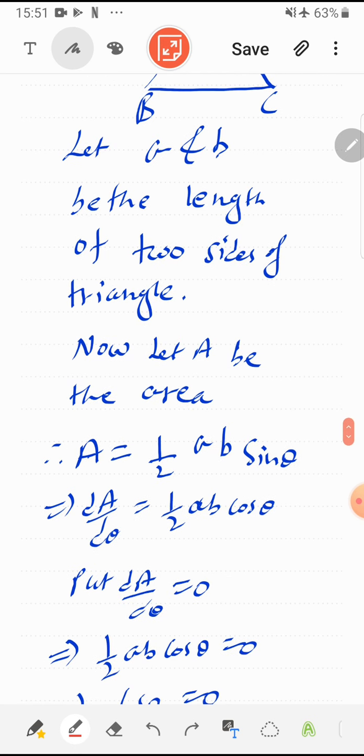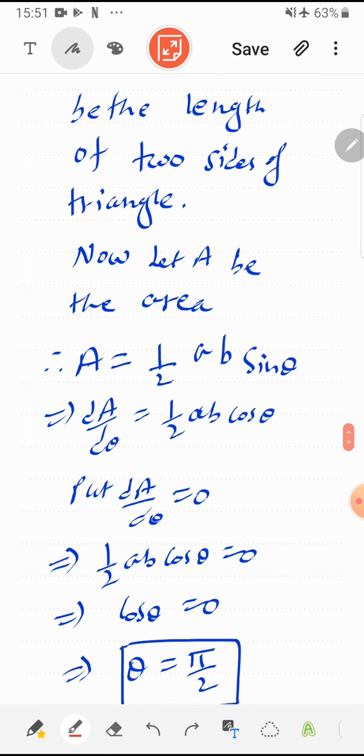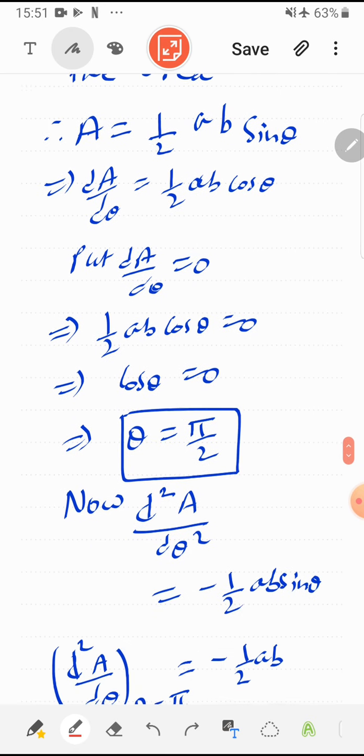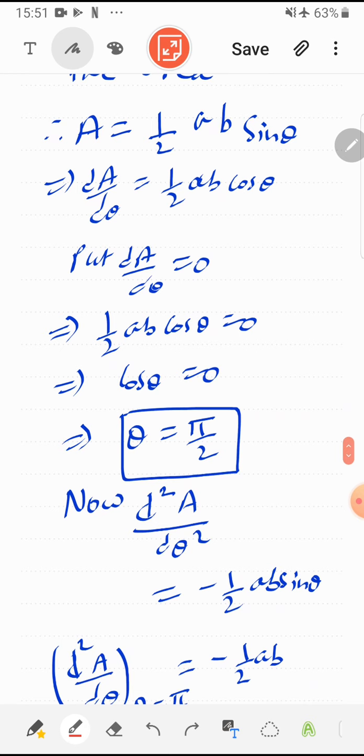so derivative is half AB cos theta, because theta is the only variable, so we are differentiating with respect to theta, rest is constant. Put derivative is equal to 0. From here cos theta is 0 or theta is pi by 2. Now let us differentiate again. So it is minus half AB sine theta, because derivative of cos is minus sine.